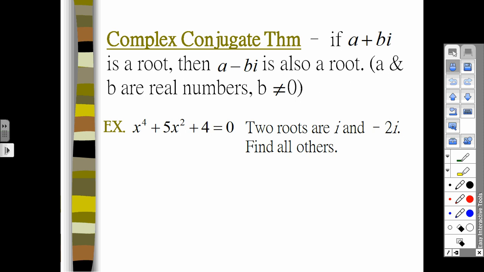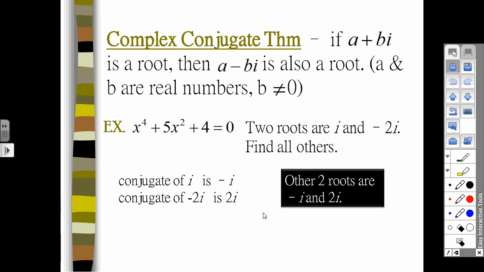So when you look at this problem here, x to the fourth plus 5x squared plus 4 equals 0, and I'm telling you that two of the roots are i and negative 2i, find all the others. There's no calculations you have to do. First of all, we know there's 4 roots because the degree is 4. We've been given 2, and the 2 that we were given are imaginary numbers or complex numbers. So we know that the conjugates of both of these are also going to be roots, and there's our 4 roots. So all you have to do is say that the conjugate of i is negative i, the conjugate of negative 2i is positive 2i, therefore negative i and 2i are your roots.